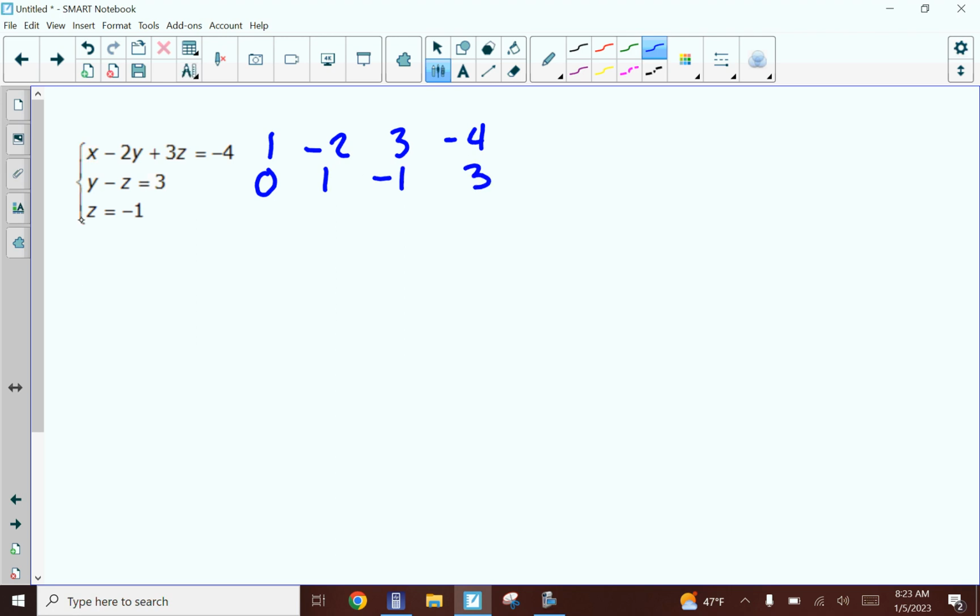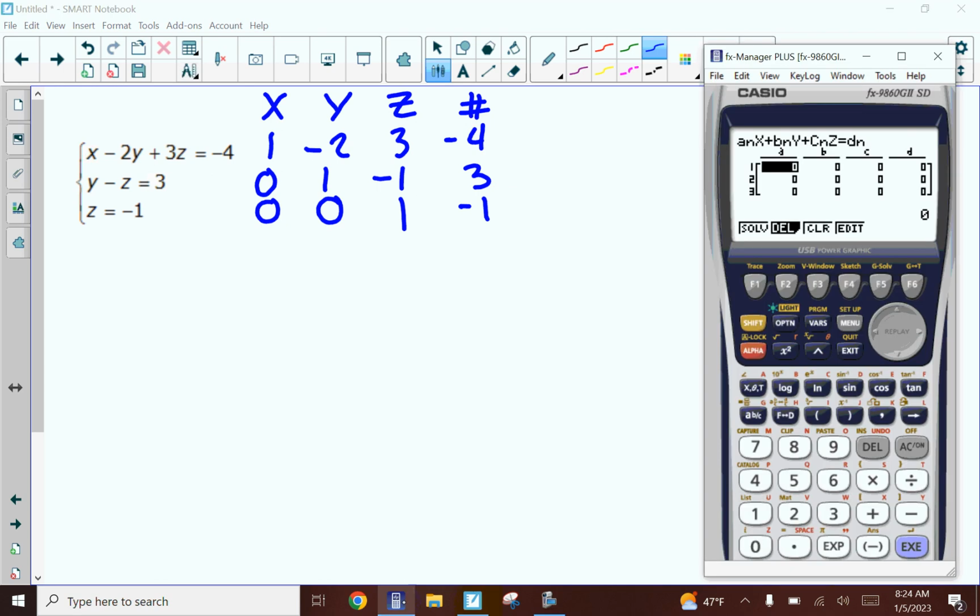And then the third one is missing the X, but it's also missing the Y. So we have to use zeros on both the X and the Y's. Because remember, like I said before, this is all organized alphabetically. It goes X's, Y's, and Z's, and then your number after the equal sign. So this one is going to be 1 for the Z, and then -1. So we go ahead and type that into the calculator.